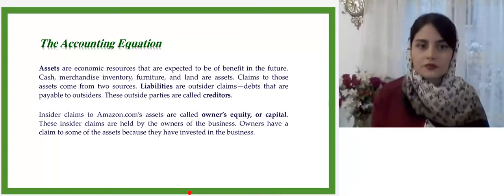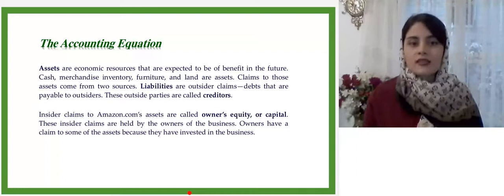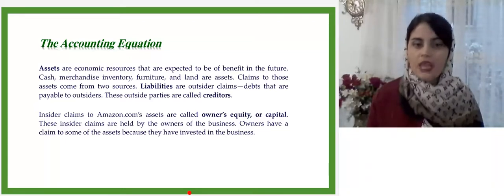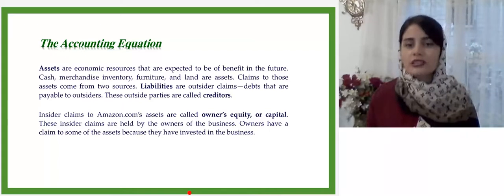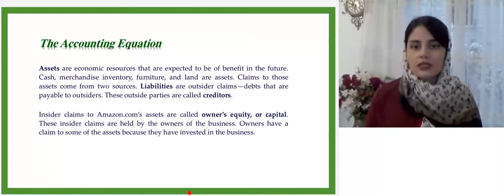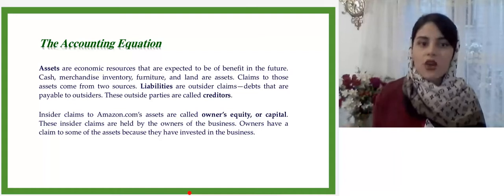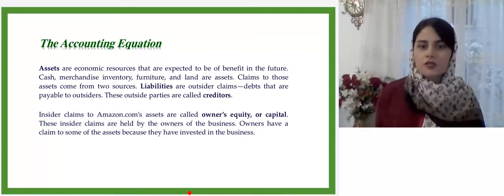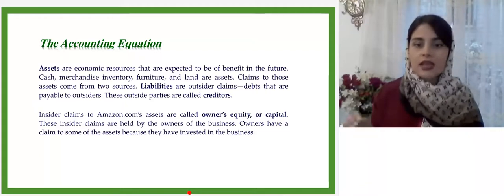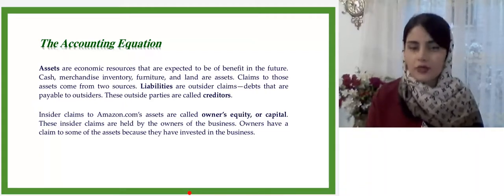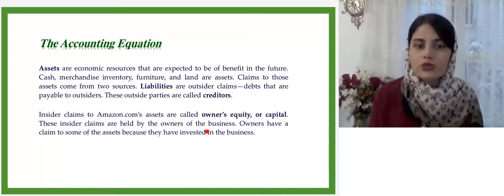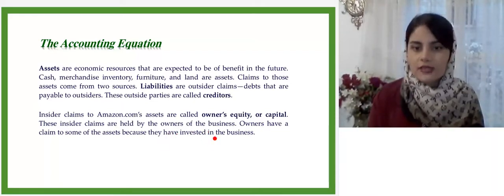The accounting equation. What are assets? Assets are economic resources that are expected to be of benefit in the future. Cash, merchandise inventory, furniture, and land are assets. Claims to those assets come from two sources. Liabilities are outsider claims, debts that are payable to outsiders. These outside parties are called creditors. Insider claims to Amazon.com's assets are called owner's equity or capital. These insider claims are held by the owners of the business. Owners have a claim to some of the assets because they have invested in the business.